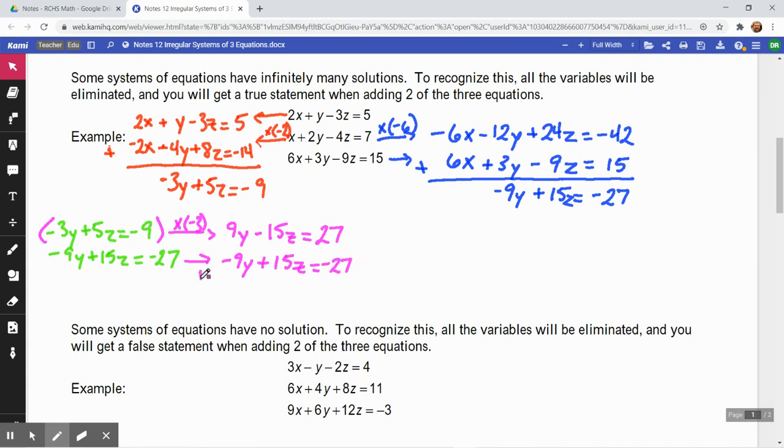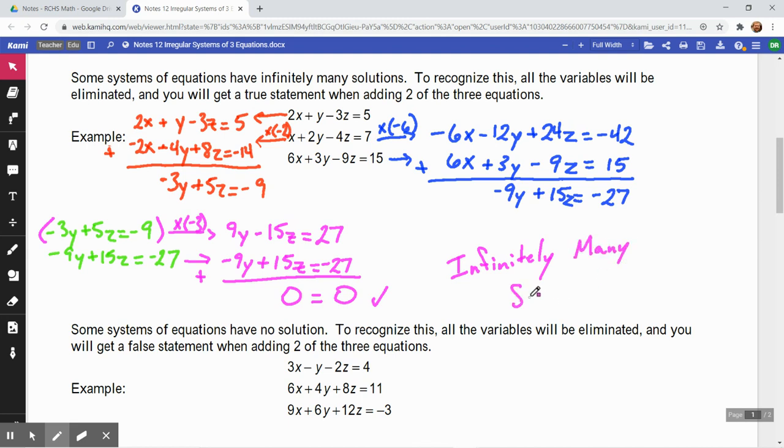And so when you combine these two equations, 9 plus negative 9 is 0. Negative 15z plus 15z is 0. So we have 0 on the left side equals 27 plus negative 27, also 0. And this is a true statement. 0 is always equal to 0. So this is a case where our equations always have the same solutions. And so that is why we say there are infinitely many solutions. When you get a true statement in the end, we interpret that as infinitely many.